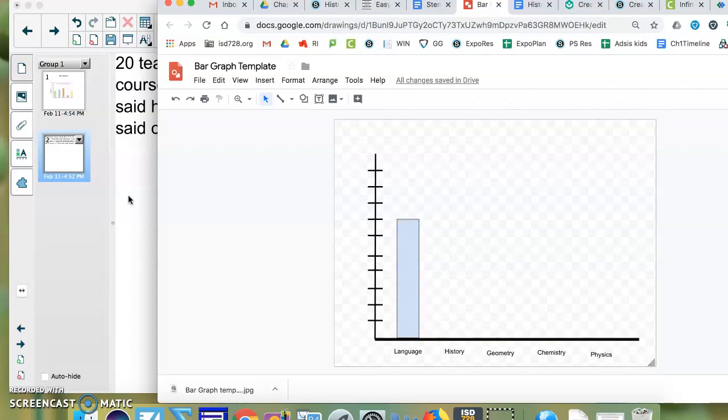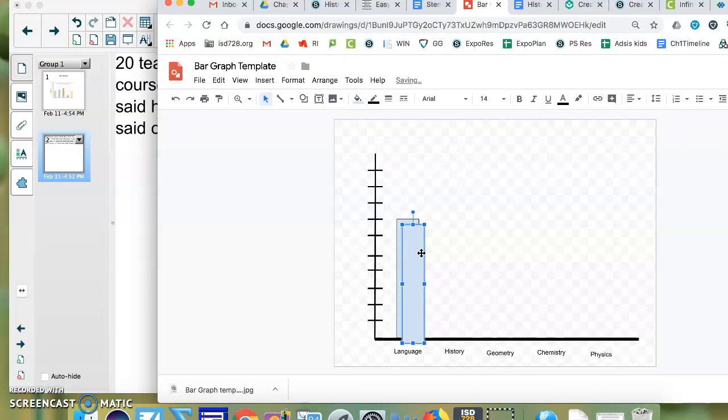So Control C. History, there's 3 teachers. So I'm going to put it over here to make sure they're the same width. But the difference is it only had 3 people say that. So I'm going to drop that all the way down to only having 3 people.